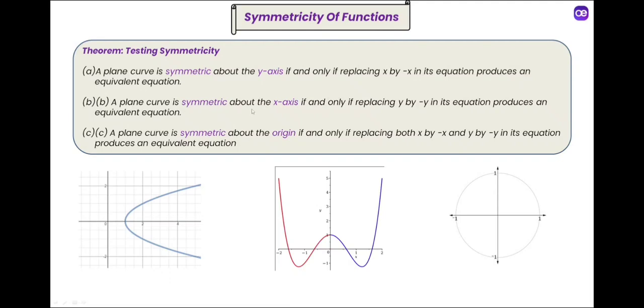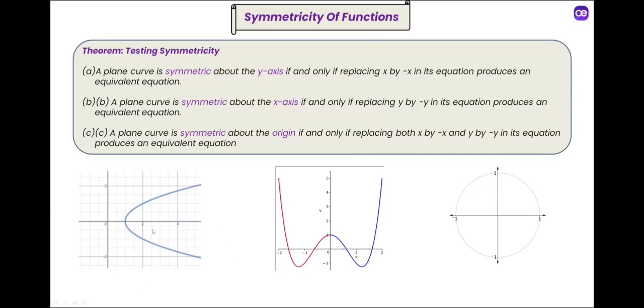A plane curve is symmetric about the x-axis. It means both sides of the x-axis look the same. Look at the first graph. Here is the x-axis, and look at the upper side of it and the lower side of it. It looks the same, isn't it? Look at this. It's the same and this is the same. So this graph is symmetric.